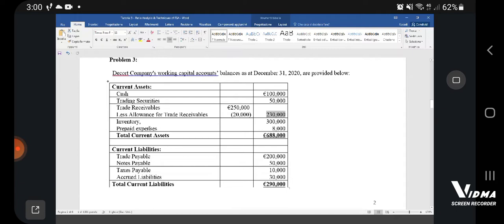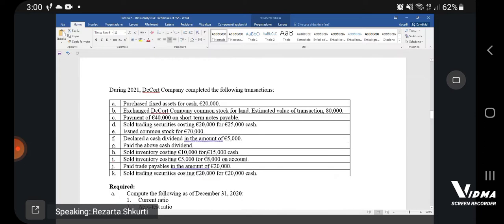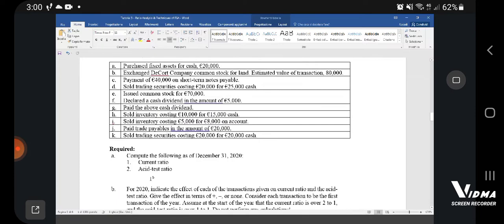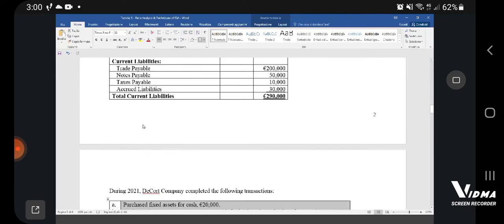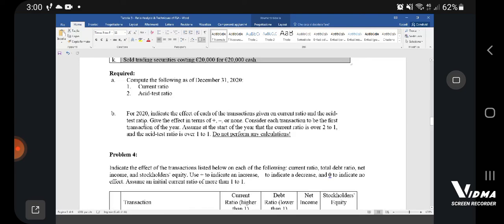And then we have the items of current liabilities over here. We are required to calculate two different ratios and then to indicate the effect of each of these transactions on the current ratio and the asset-based ratio.